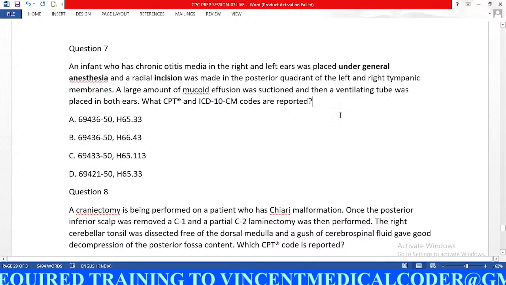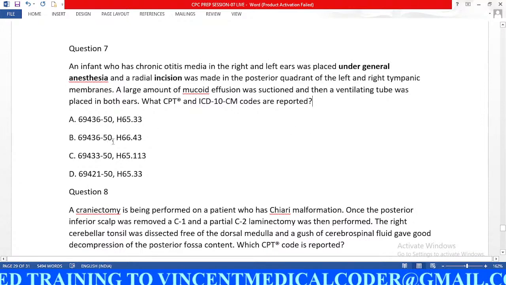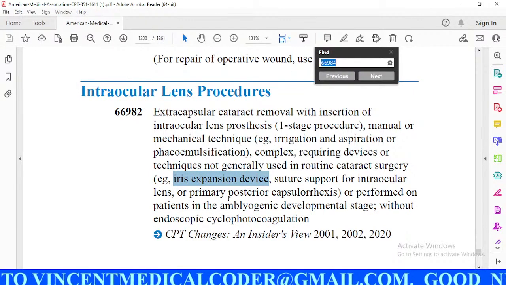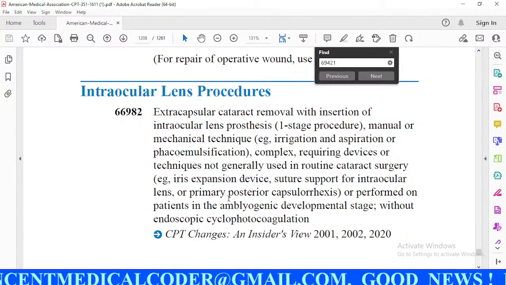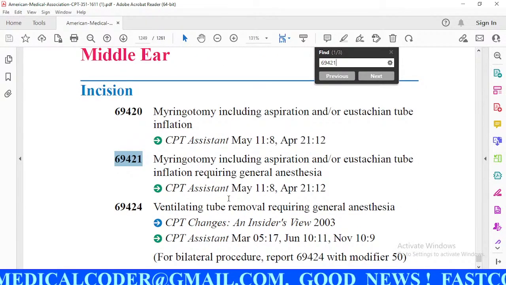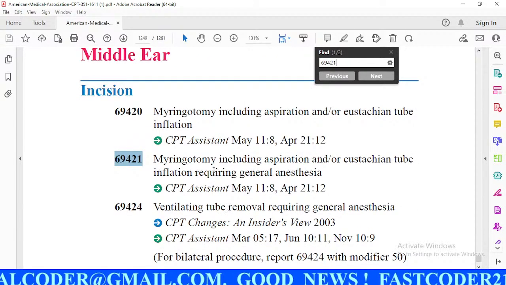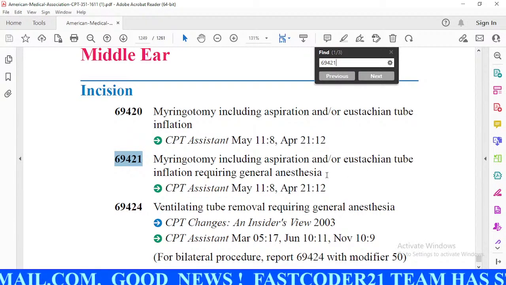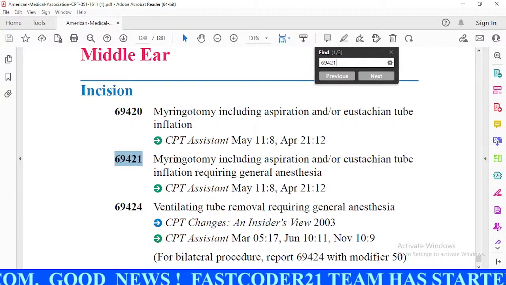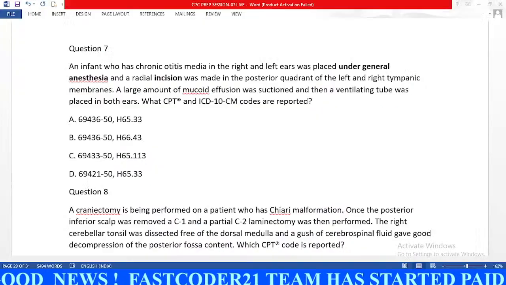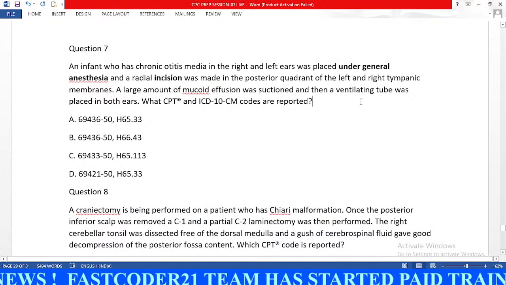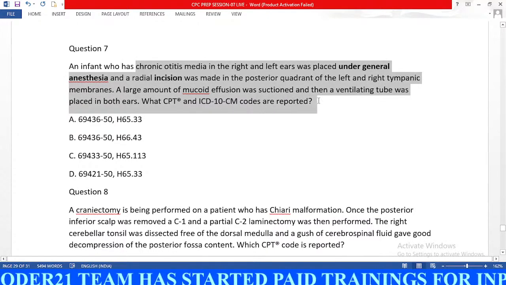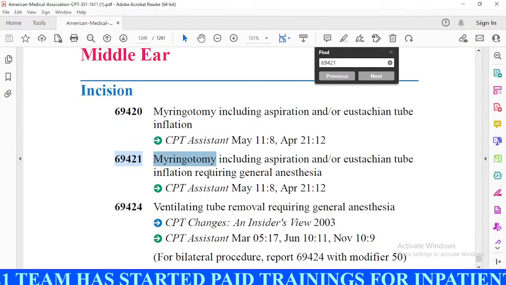So we will check the answers. 69421 first. 69421 is myringotomy including aspiration and/or eustachian tube inflation requiring general anesthesia. So here our keyword is not myringotomy. Our keyword is ventilating tube insertion. So there is no word myringotomy in our question. So directly we can eliminate 69421.